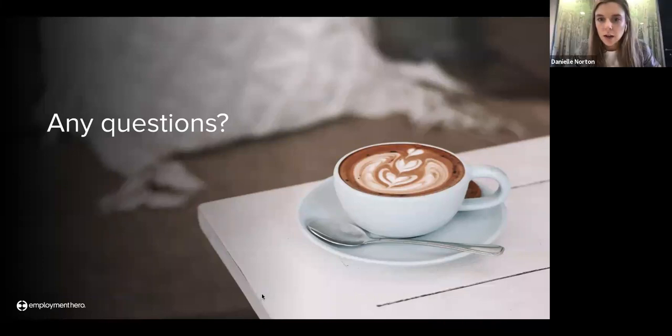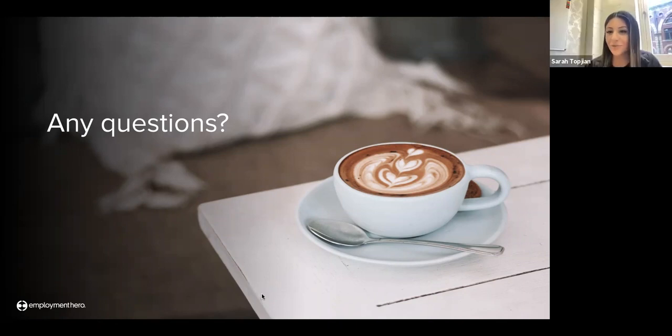Next question here. I'm looking at changing to Xero for payroll. Do you think I should get this set up before I implement Employment Hero, or can I start using Employment Hero first and then add in Xero later down the line? Sarah, do you want to take this one? Yeah, absolutely. It's totally up to you what you'd like to do. So I can talk through both scenarios. If you set up Employment Hero first, and then you get Xero, you just sync the two and all of your employee files will move from Employment Hero across into Xero.